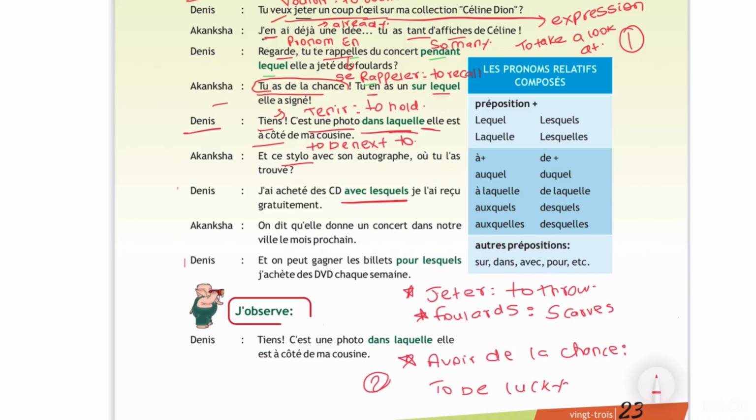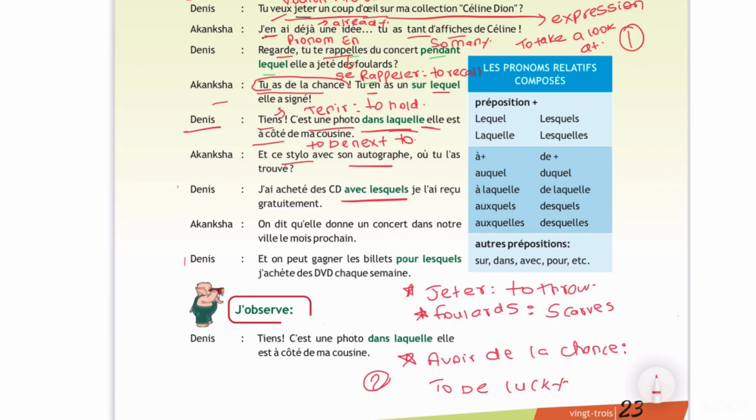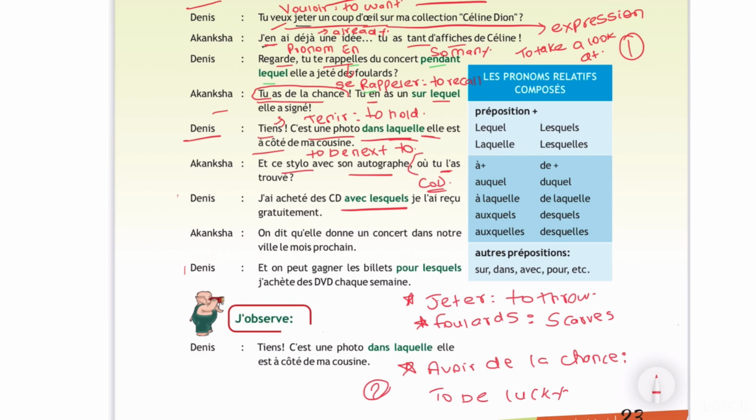Et c'est stylo avec son autographe, où tu l'as trouvé? That is basically, they're talking about the pen with her autograph, and she's asking, where did you find it? Again, L apostrophe, this is your pronom personnel, COD. If you don't know what pronom personnel are, or you're not clear on them, I already have a video on it, feel free to watch it.